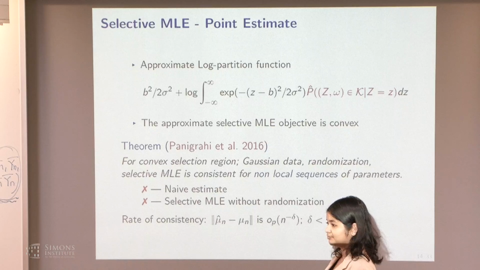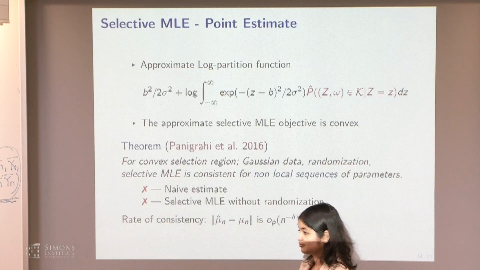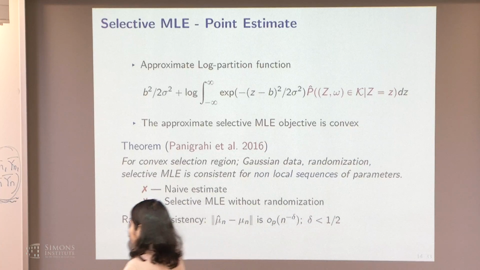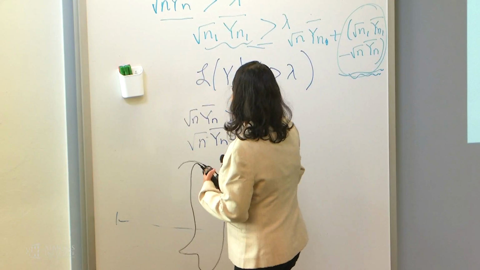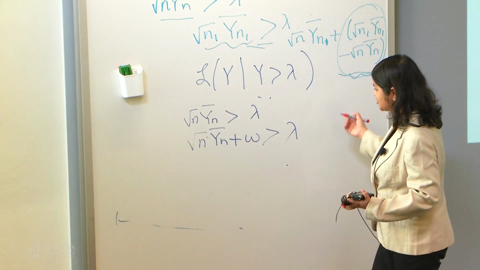I don't know if it's important. I don't know what non-local sequences of parameters are. Is it crucial for the later discussion? No, it's not. It's just a regime of inference.